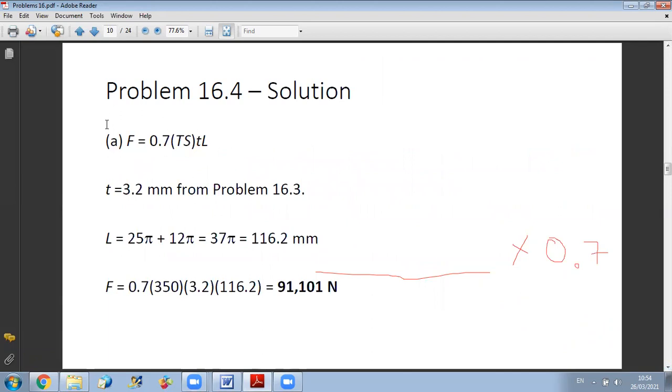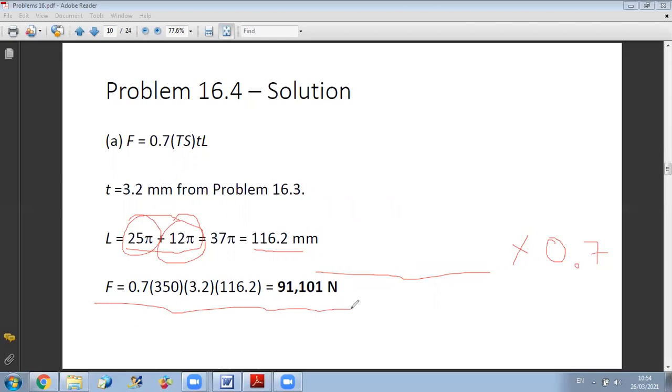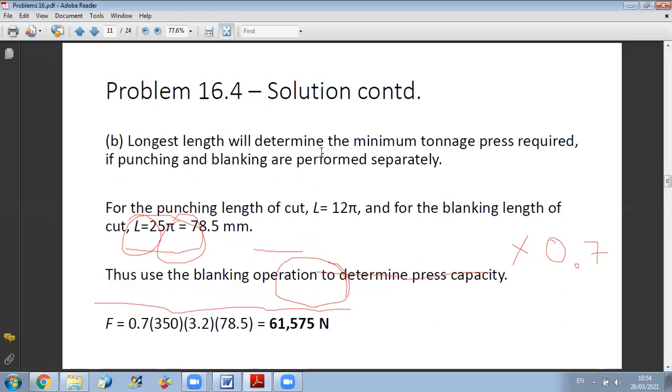Concerning the first question A, we are doing the two operations at the same time. This is why the total cut length will be equal to the length of blanking plus the length of punching. Then replacing, we can get the capacity of the press required. Of course, it will be a higher capacity than when we do the two operations separately. When we do them separately, since the length of cut for the blanking operation is higher, it will determine the minimum tonnage press required.